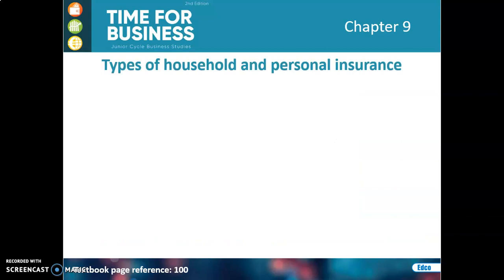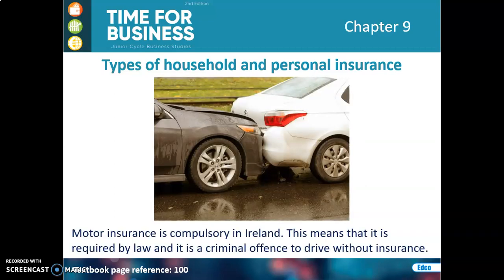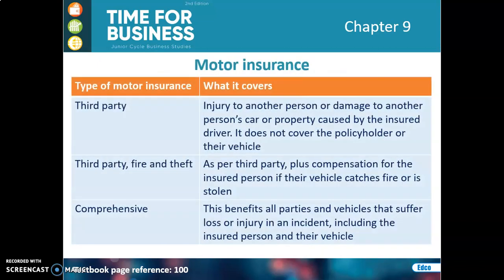Different types of household and personal insurance. I'm just going to rattle through these quite quickly because we just need to know what they are. Of course, the first one is motor insurance. It is compulsory in Ireland. It means you have to have, by law, third-party motor insurance, and it's a criminal offence to drive without that. So that's the top one here. Third-party insurance covers injury to another person or damage to another person's car or property by the insured driver. It does not cover the policyholder or their own vehicle.